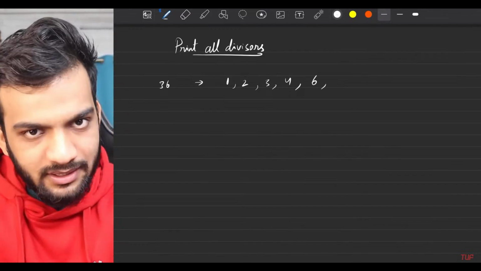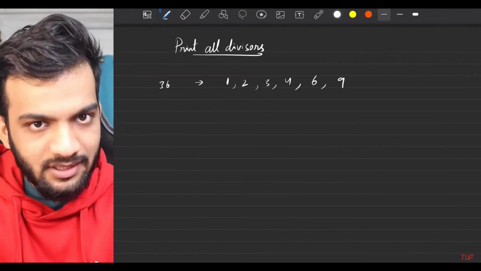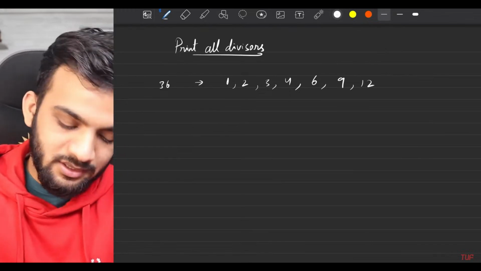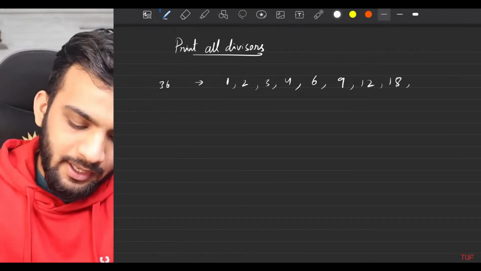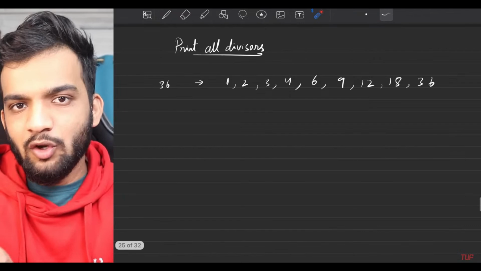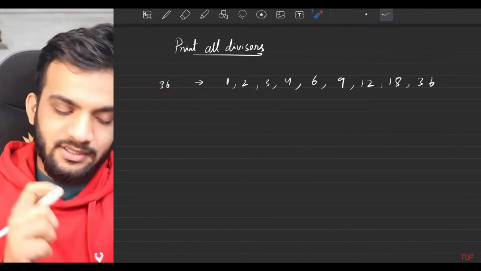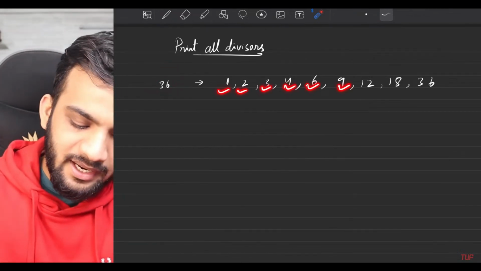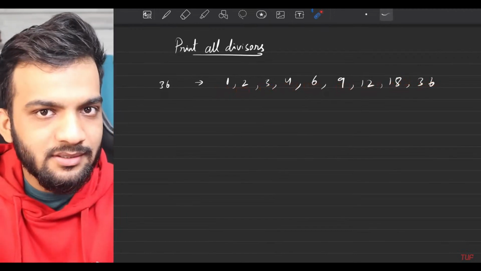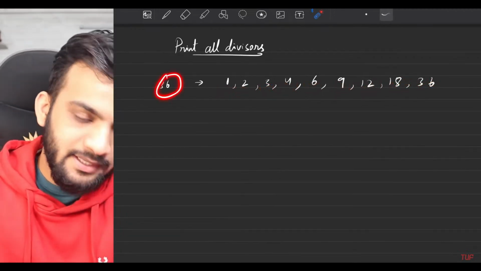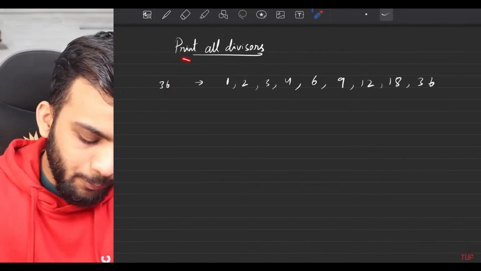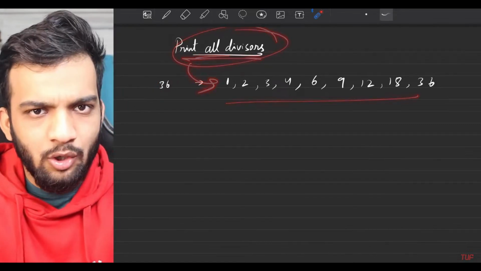6 is something which does it. 9 does it again, and 12 does it. Then 18 does it, and then 36 does it. So the divisors of 36 are 1, 2, 3, 4, 6, 9, 12, 18, and 36. The question is very straightforward. You have to print all of them in this particular order.